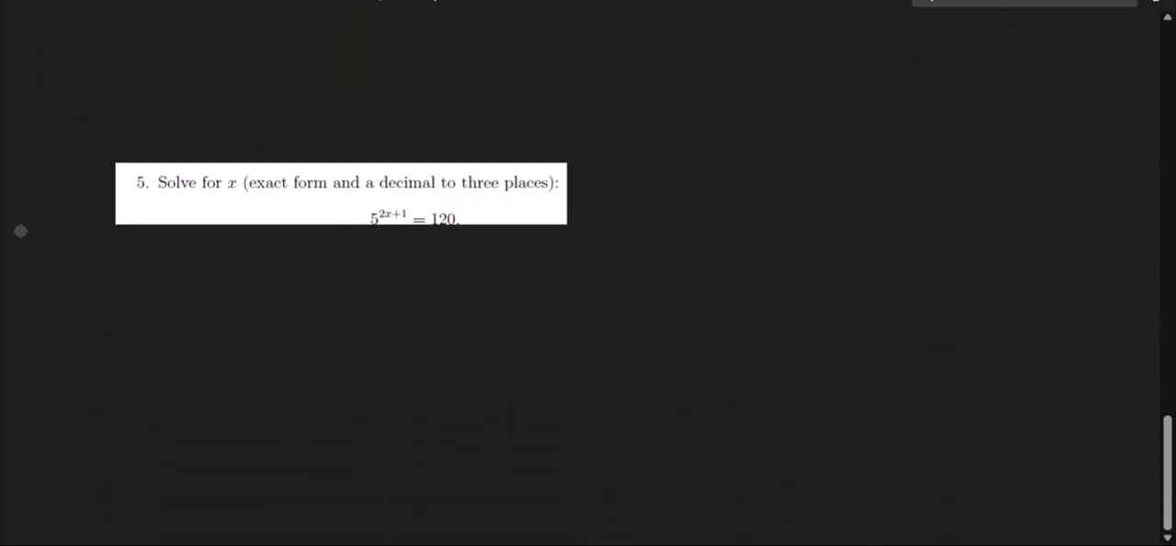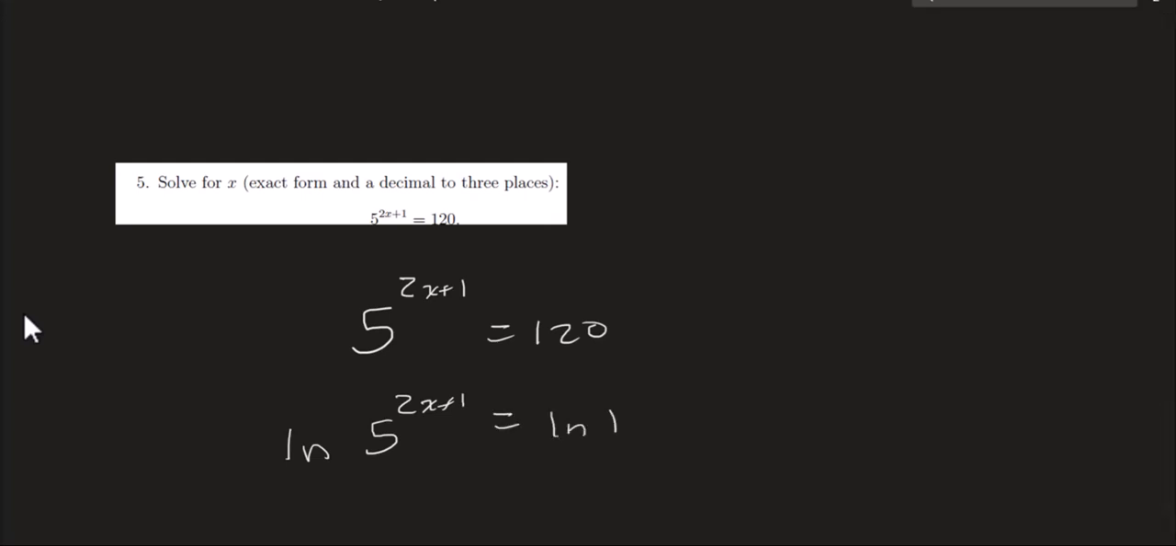Okay, solve for x, exact form, and a decimal to 3 places. So I have 5 to the 2x plus 1 equals 120. You could do this with log. Let's just use natural log because that's going to be what you'd be expected to do. So this would be the natural log of 5 to the 2x plus 1 equals the natural log of 120. So I'll take the natural log of both sides. Then you bring the exponent down in front.